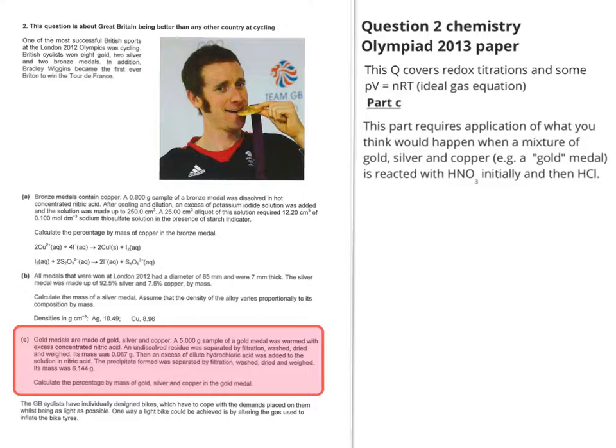So part C takes things a bit further. They start talking about gold medals now. Now, a gold, quote-unquote, medal in the Olympics is actually a mixture of gold, silver and copper. So each of those metals is going to behave in a slightly different way if it's reacted with HNO3 and then HCl. So you've got to think carefully about what's going on here. You may need to do a data, moles, equation, moles, answer again.